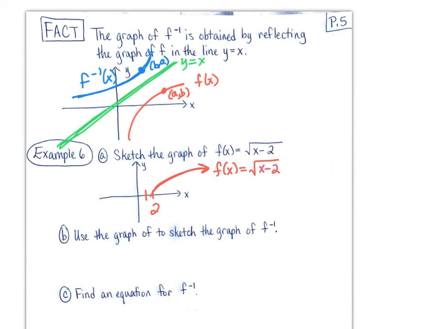Now, in part B, we want to use the graph of f to sketch the graph of f inverse. Would you like me to draw that on the same graph here? Yes. Okay, so we can use a different color. Reflect it across the line y equals x. When you reflect it across the line y equals x, you're taking this and moving it over here.